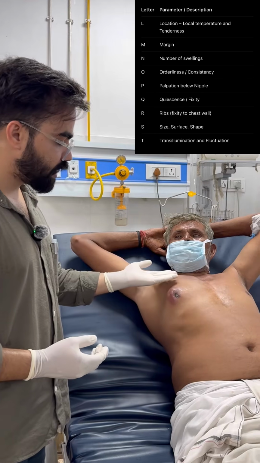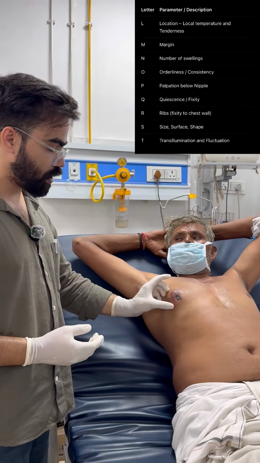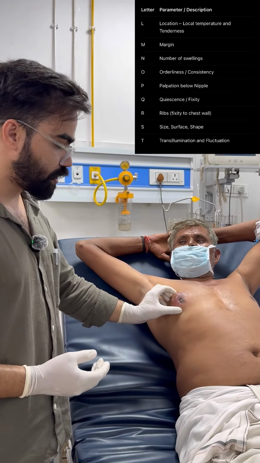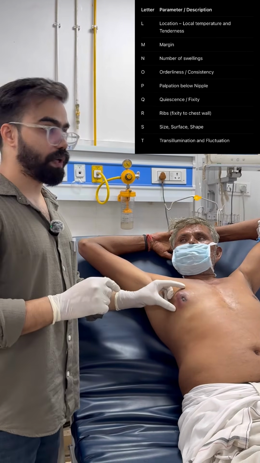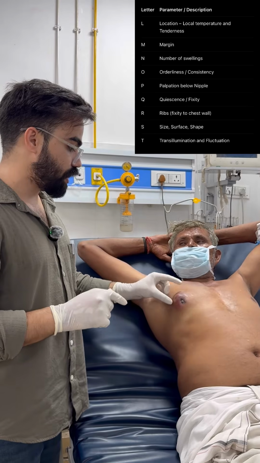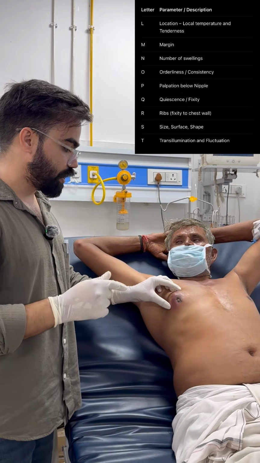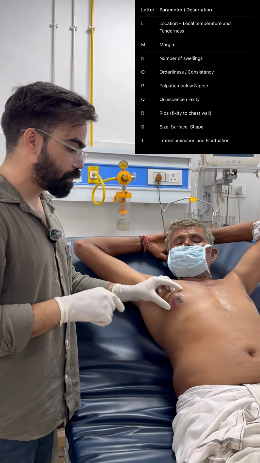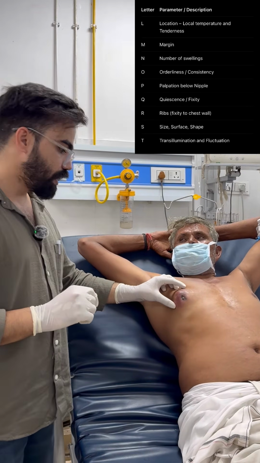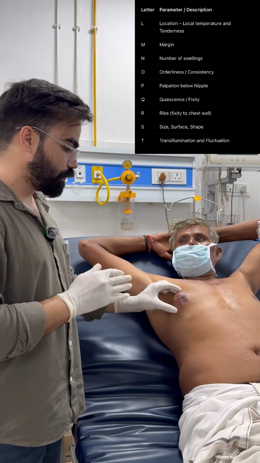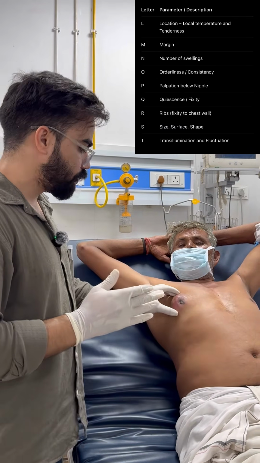So L stands for location of the swelling, local temperature, and tenderness. Tenderness plays an important role. We need to get an idea how tender the swelling is. Otherwise, if the swelling is tender and we are not gentle, the patient may not cooperate with us for the further examination. Now, after L, moving forward, the next alphabet will be M.